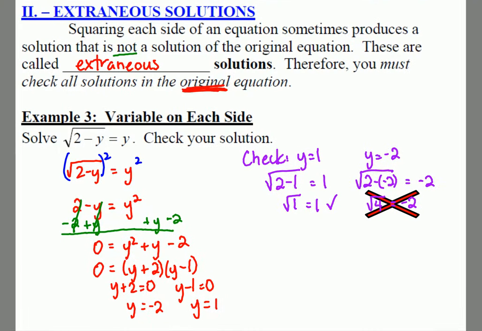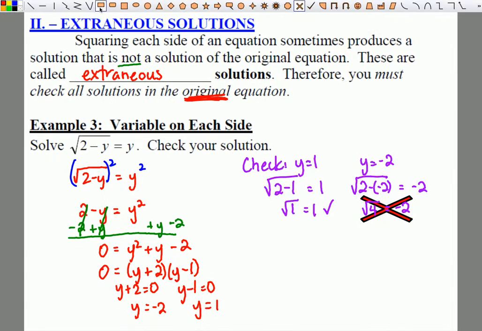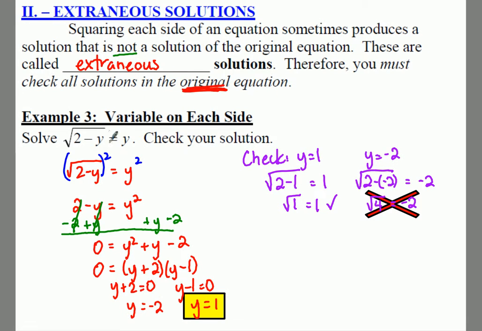So your only solution here is actually just y equals 1. The extraneous solution is your y equals negative 2. It's extra, but it does not work in your original equation.